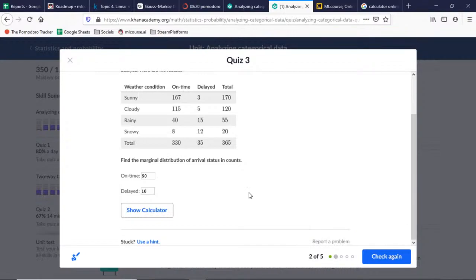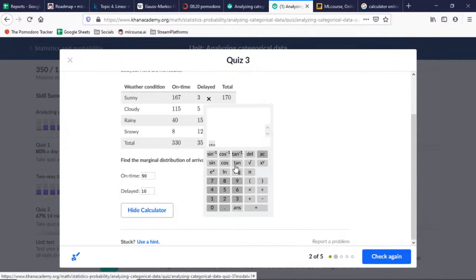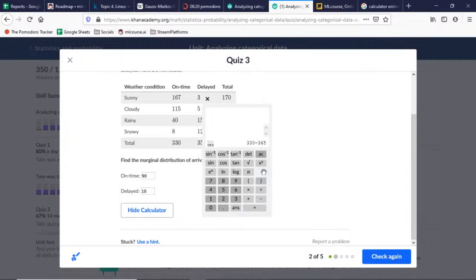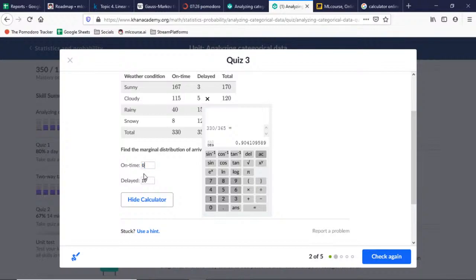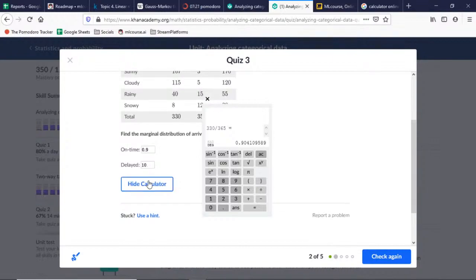Okay, so on time divided by total, so on time divided by total, maybe 0.9, 0.1.